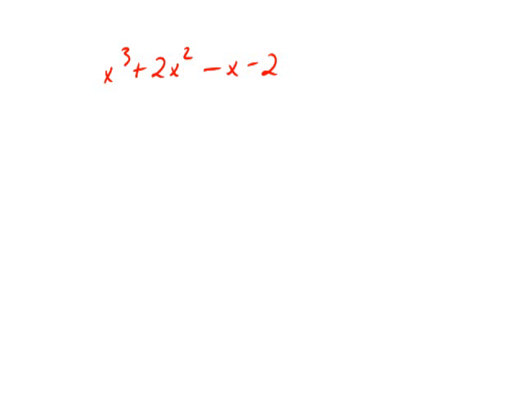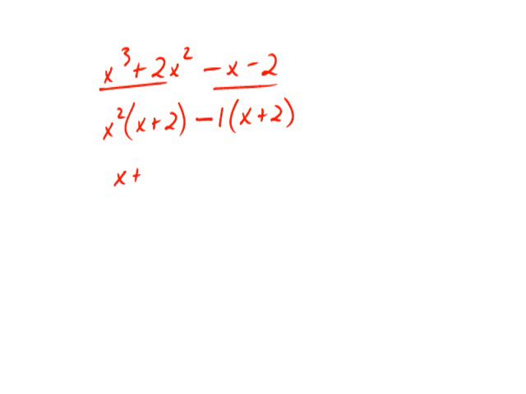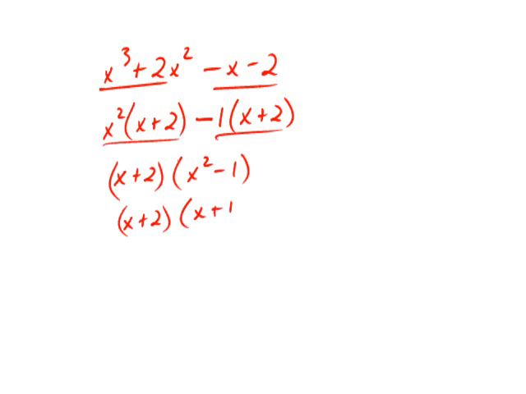In this problem, once again, without rearranging, I'll just group the first 2 terms together and the last 2. I can factor x squared out of the first 2, and a negative 1 out of the last 2. I have x plus 2 in common with both parts of this expression, so I can factor x plus 2 out of each part, leaving me with x squared minus 1 as the other binomial. It's a difference of squares, so it can be factored into x plus 1, x minus 1.